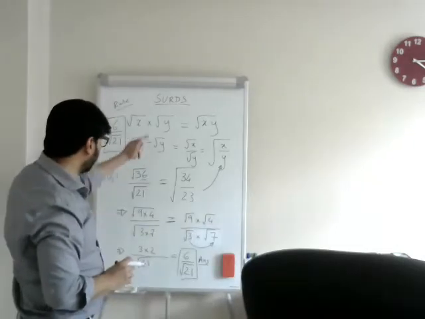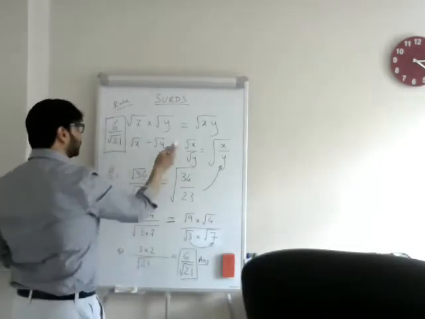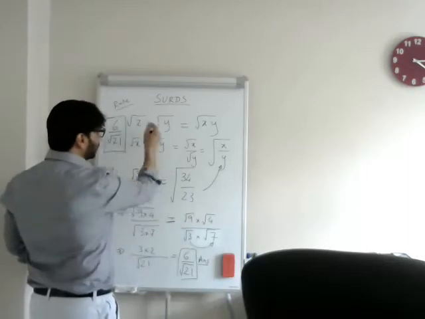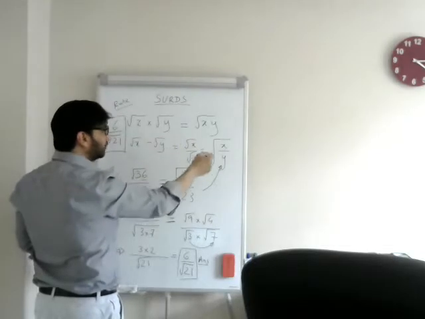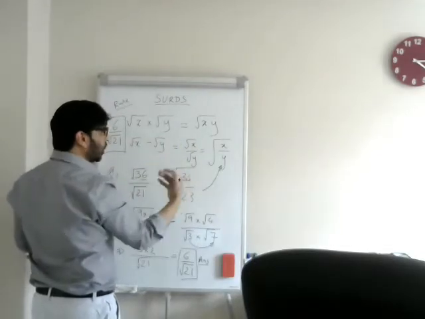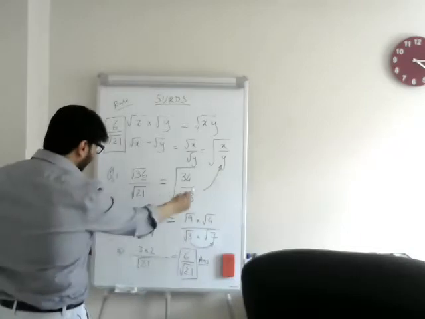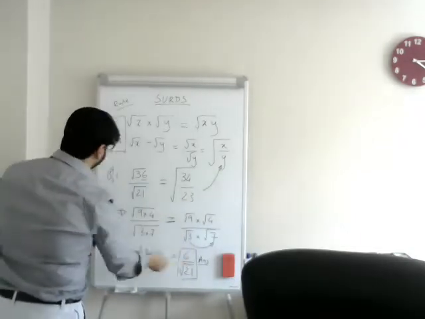So this is the way to do it. You need to abide by the simple rules, and maybe in the paper you may not be given this simple rule format, so you probably may have to know it when you go for the exams. So this is how you do it, okay? So that's 6 over root 21, so that's the answer.